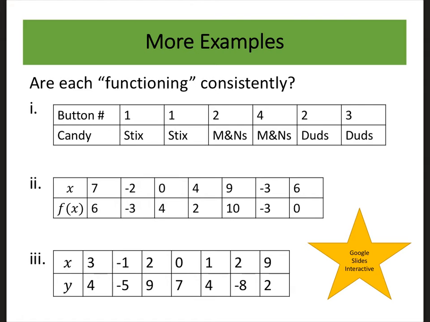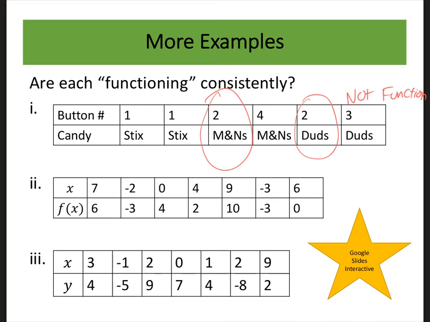What's not okay is that I push button 2 and get M&Ms sometimes, and I push button 2 and I get duds a different time. So this is not a function, because when I push button 2, I don't know what's going to come out. There's no other reason why this isn't a function. This one thing makes this whole problem not function consistently.